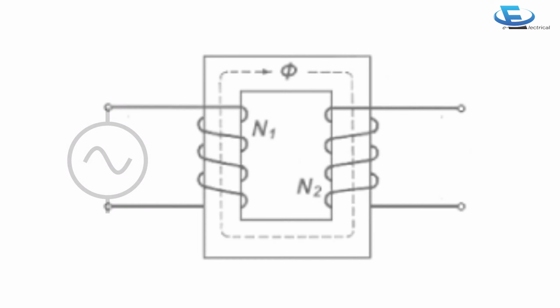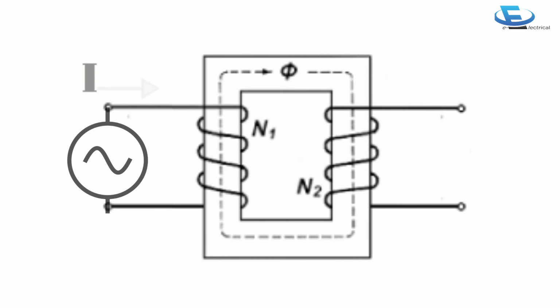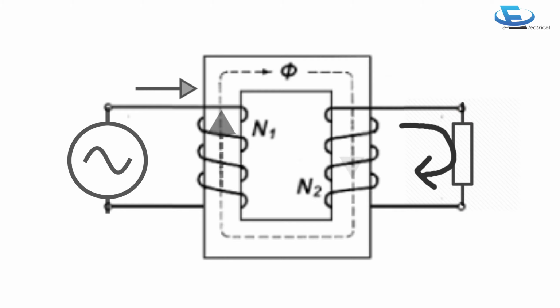Now because of the AC supply, current will pass through this. This current will give rise to magnetic flux which will pass through this magnetic core like this. So this magnetic flux phi will cut the secondary winding and EMF is induced in the secondary winding. If I connect the secondary winding to a load, current will pass through the secondary side also.